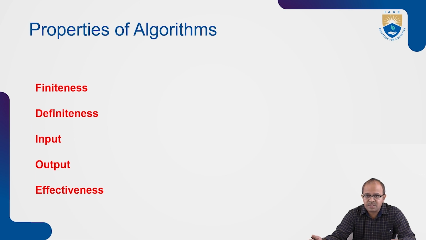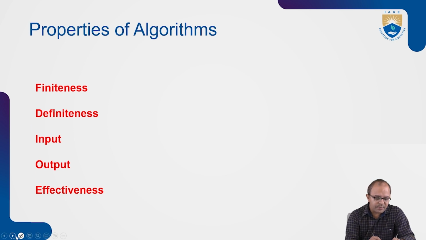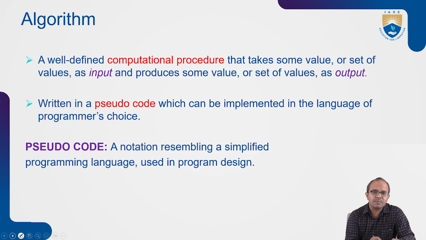Finiteness, a finite number of steps; definiteness; input, it definitely takes some input, and it definitely produces an output. There should be an input. In a very, very rare case you can design an algorithm with zero input. And the output: there should be an output or a set of output values we can expect once the algorithm processes the set of inputs. And then effectiveness. These are the properties of the algorithm we have seen.